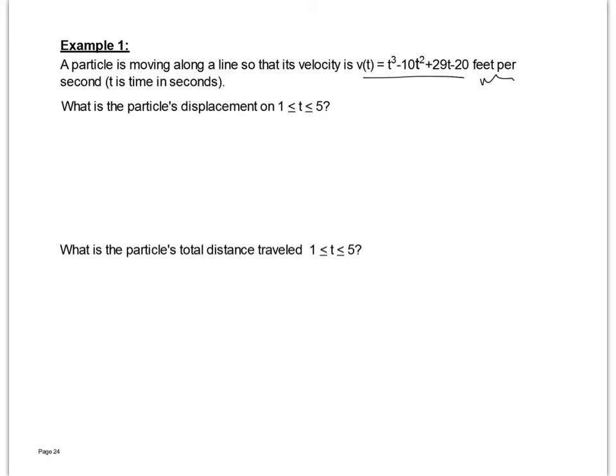So feet per second, that's an automatic rate, right? But we know velocity is the rate of change of distance over time. So when the question down below asks what's the particle's displacement on the time interval 1 to 5 seconds, that's really asking what is this integral from 1 to 5 of that yucky, gross, long function. And we're going to use our calculator, like I said, for at least for now.